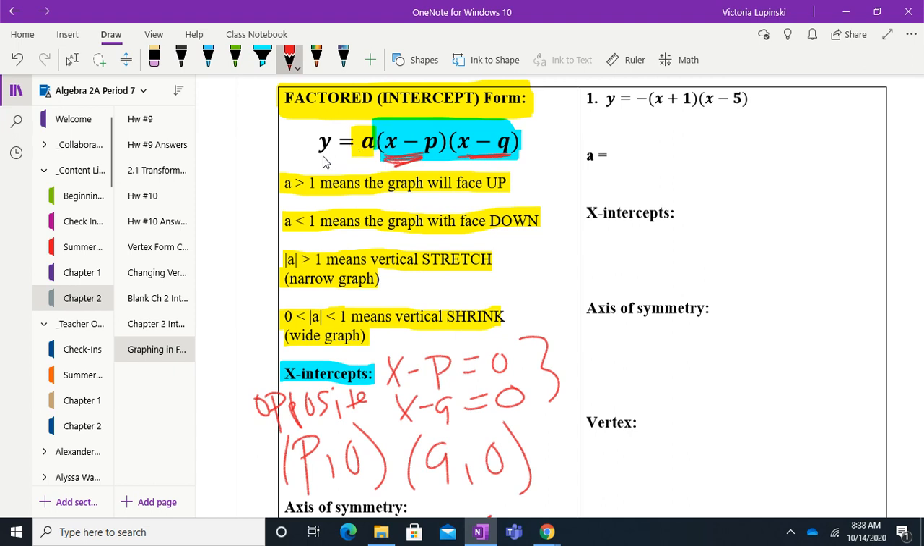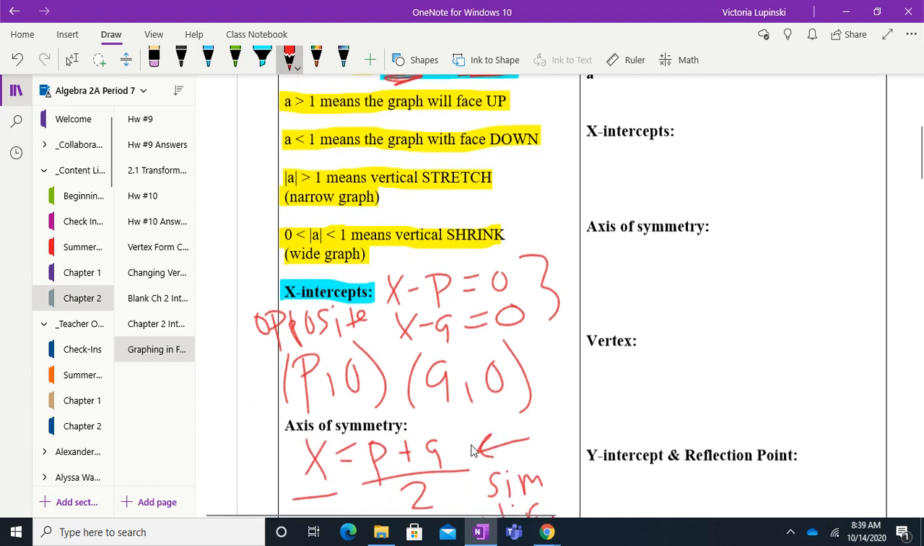So a times (x minus p) times (x minus q), that a is the same a that we've seen in all the other forms, which tells you if it faces up or down and whether it will be narrow or wide. The reason why it's called factored or intercept form is because the easiest things to find are the x-intercepts. They're always the opposite of each set of parentheses, which if you can't remember that, set each parentheses equal to 0 and solve, and make sure you write those values as ordered pairs, (p, 0) and (q, 0).